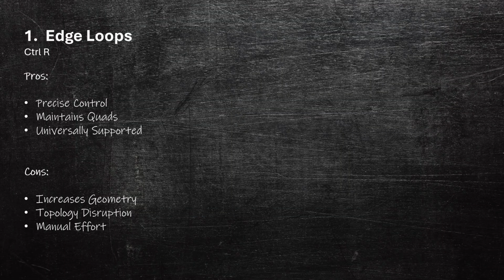So the pros of using edge loops is that you get that precise control. It maintains quads and it is universally supported. So if you were to export your model into a game engine or something like that, it'll be supported perfectly fine. But the obvious cons from this approach would be it increases the geometry. It can disrupt your topology. So as you saw there with the edge loops going all the way around the mesh and then affecting other parts of the mesh that you don't want it to. And it's quite a manual process as well.